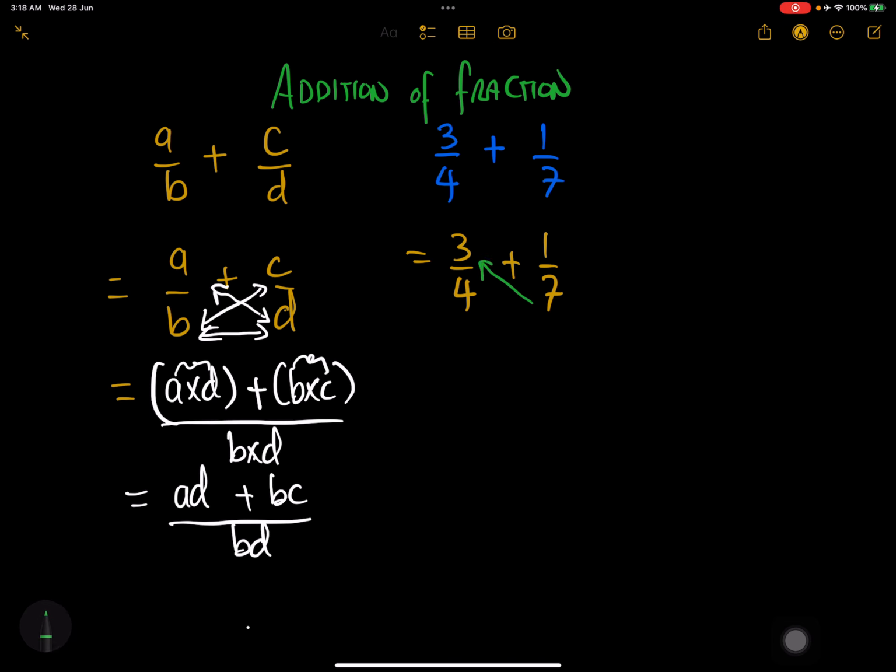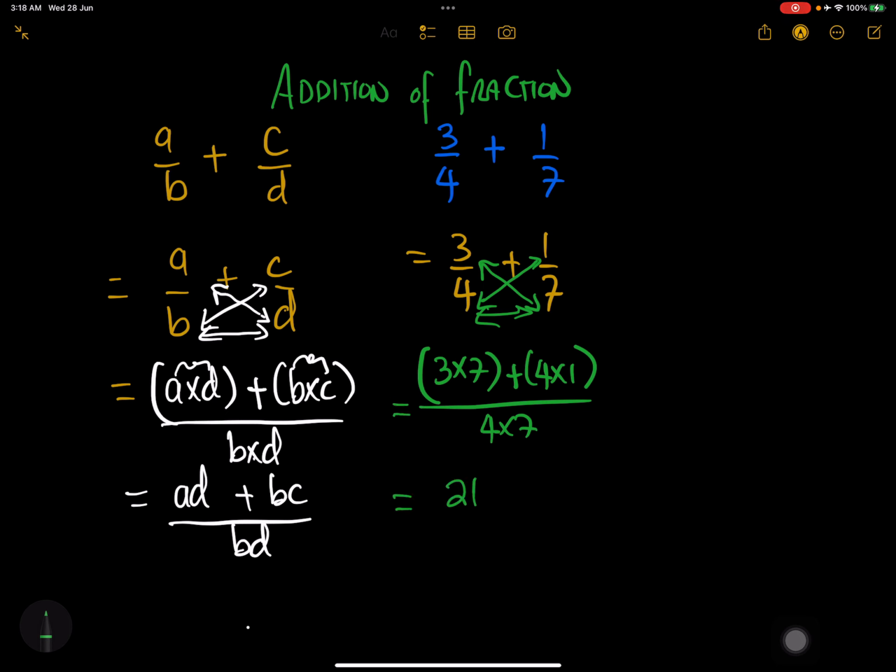We let this one multiply this, so we're going to get 3 times 7. And then we bring our addition sign and we let 4 multiply 1, so we're going to get 4 times 1. And then we divide everything by the multiplication of 4 times 7. So basically we have 3 times 7, which is 21, plus 4 times 1, which is 4, divided by 4 times 7, which is 28. So we end up getting 25 over 28.